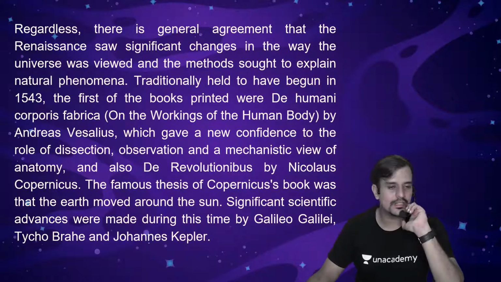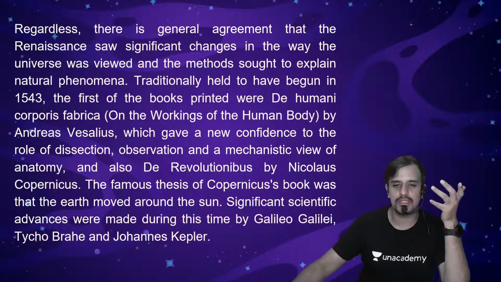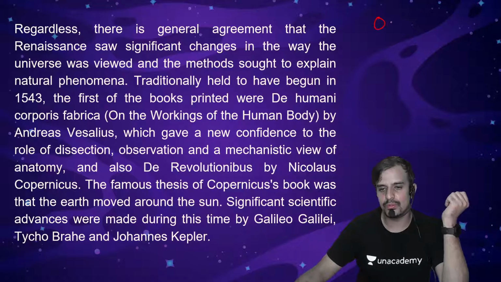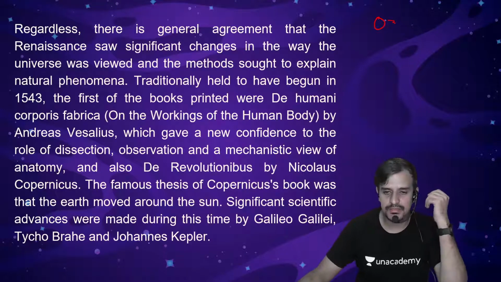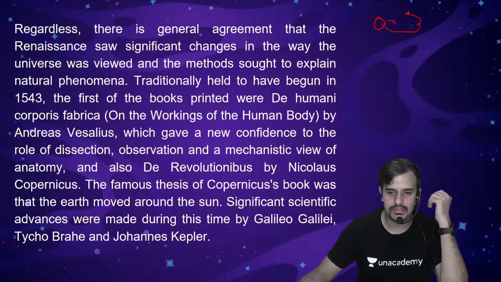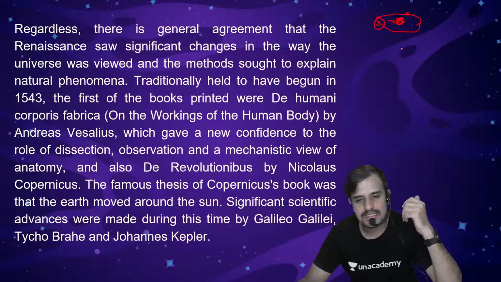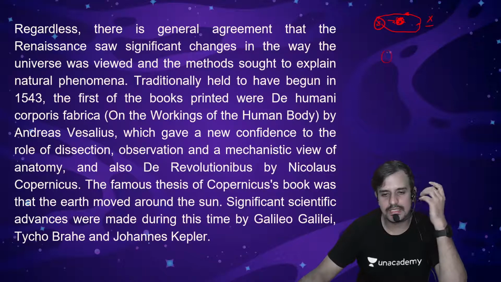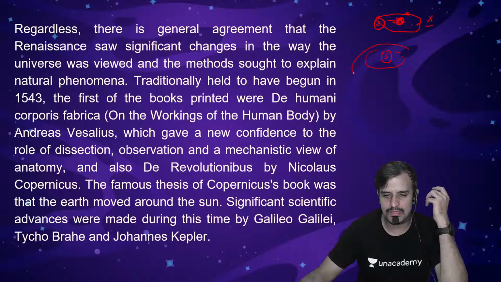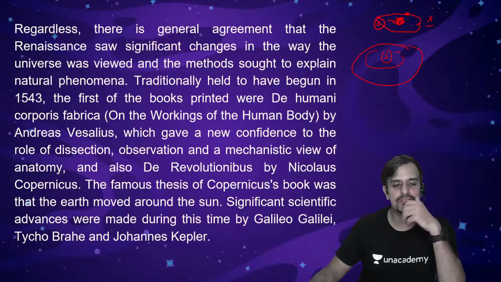Regardless, there is a general agreement that the Renaissance saw significant changes in the way the universe was viewed and the methods sought to explain natural phenomena. Previously, the philosophy was that the sun revolves around the earth. This was the previous philosophy, and afterwards philosophers discovered that this was not true at all. The sun is the center, and all the planets revolve around the sun. So it shows significant changes in the way the universe was viewed.